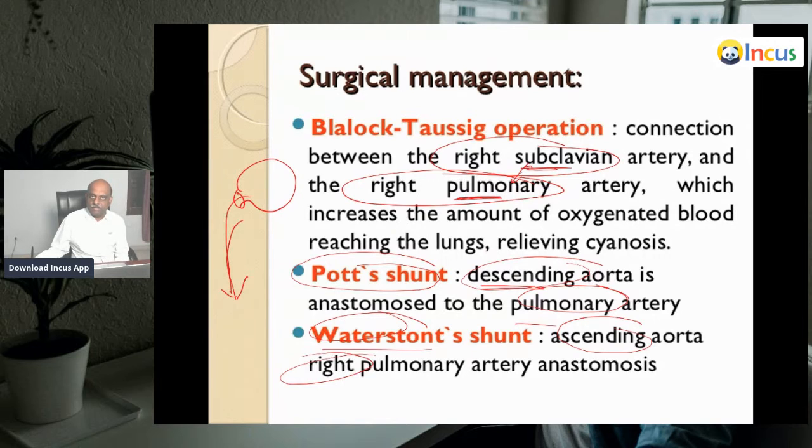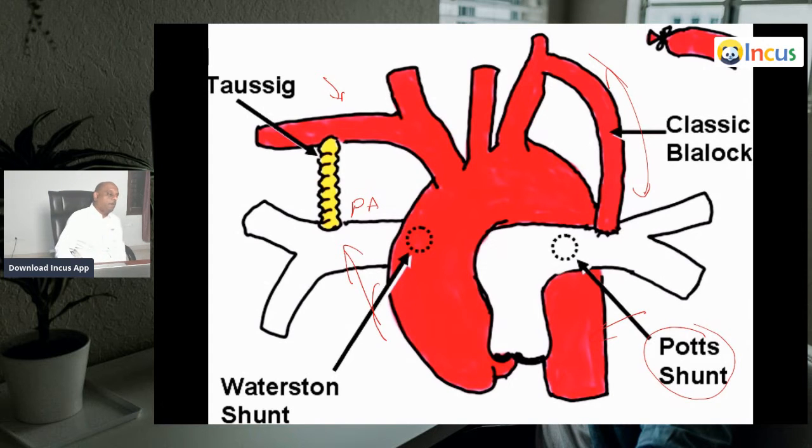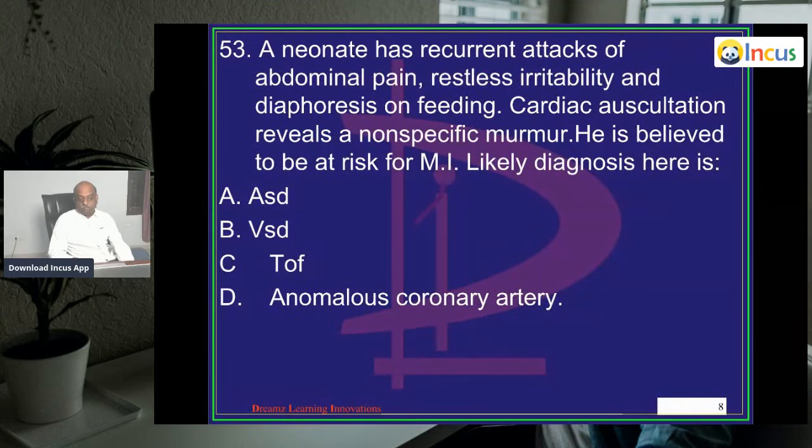Waterston shunt, water. So a fountain, you remember a fountain from which the water is moving. It will be ascending up. So ascending aorta to the right pulmonary artery is basically Waterston shunt, is what you should remember. So subclavian to pulmonary artery, Blalock-Taussig. And this is the classic Blalock actually. And the Pott's shunt is to the descending aorta. Waterston shunt is between ascending aorta and the pulmonary artery is what I want to underscore to all of you.